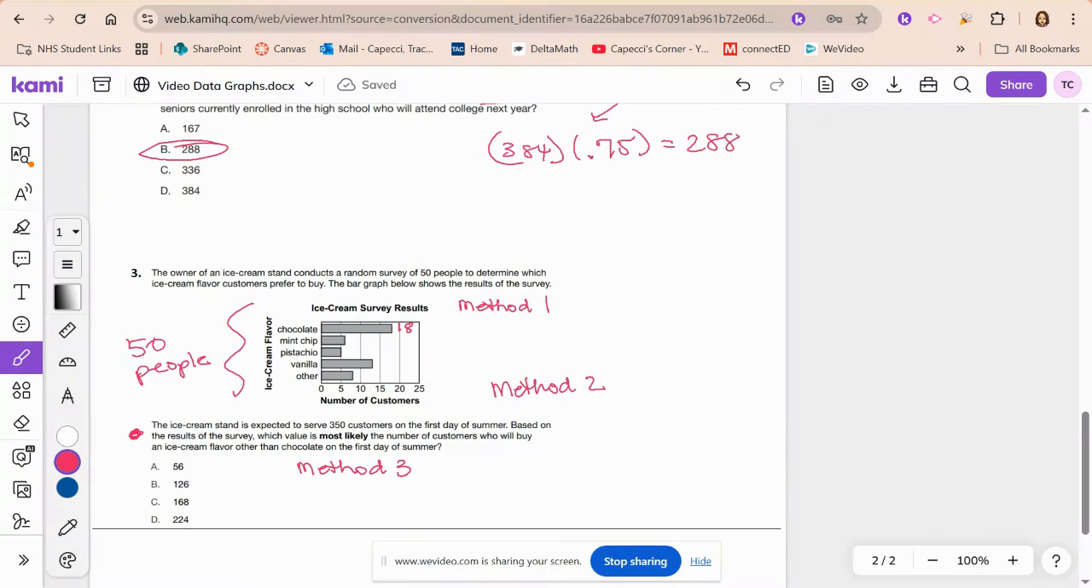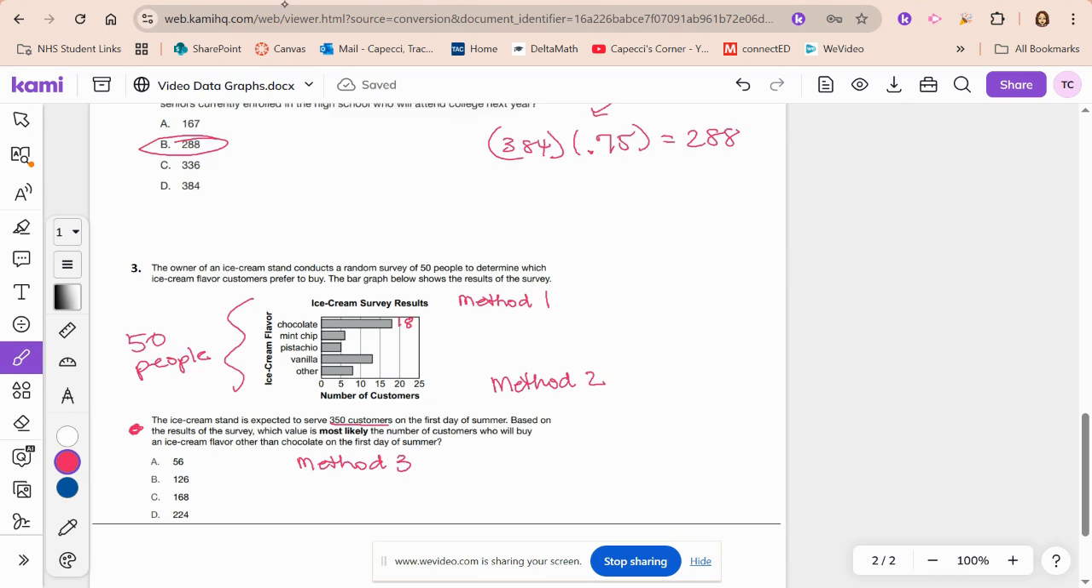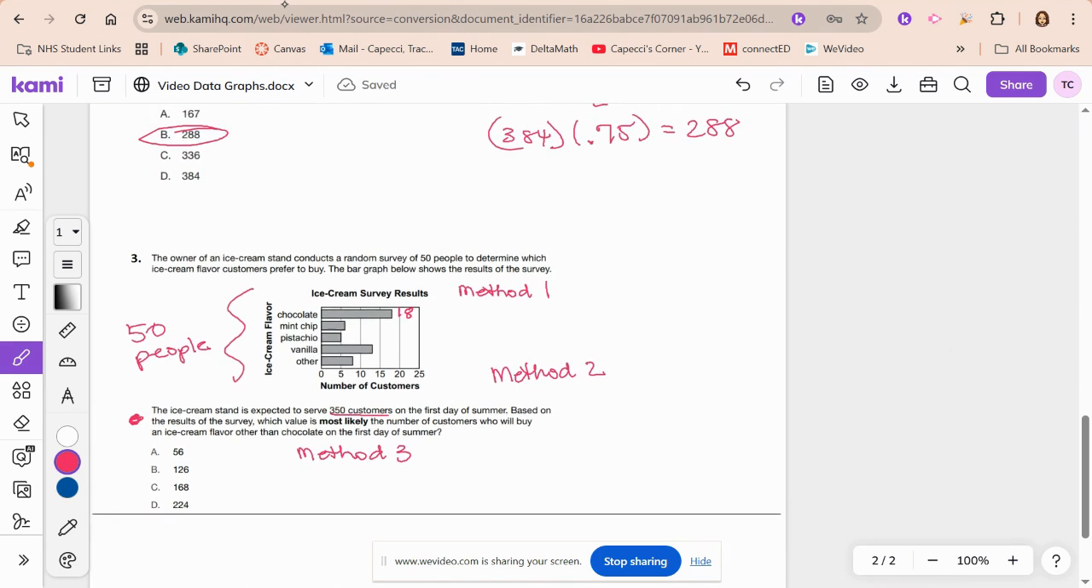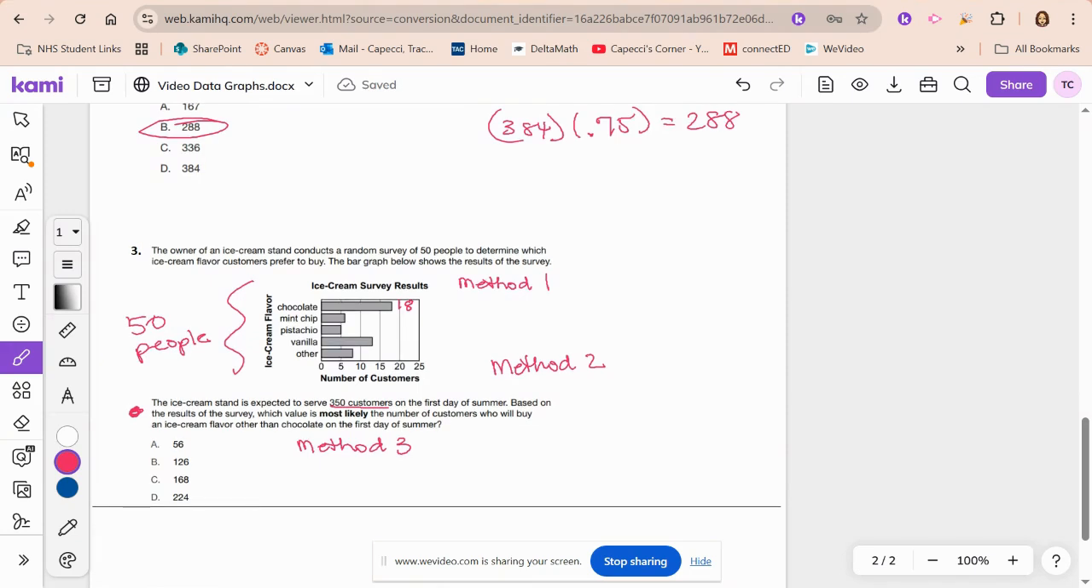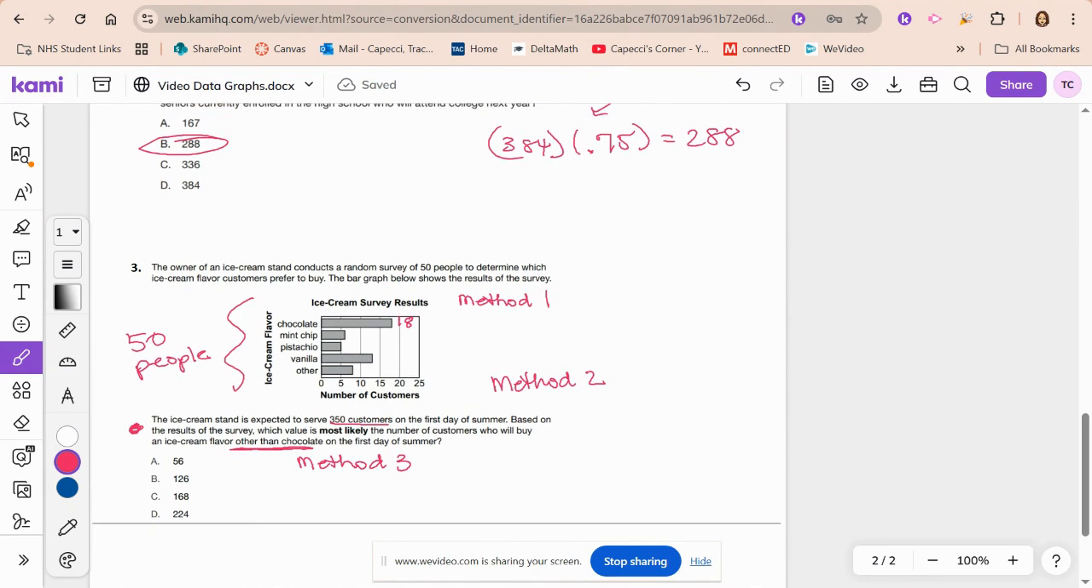The ice cream stand is expected to serve 350 customers on the first day of summer. Based on the result of the survey, which value is most likely the number of customers who will buy an ice cream flavor other than chocolate? So anything but chocolate on the first day of summer. Okay, so there's actually 3 different methods you can do. So we're going to do them one at a time.